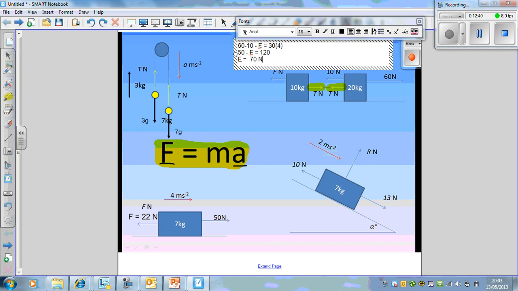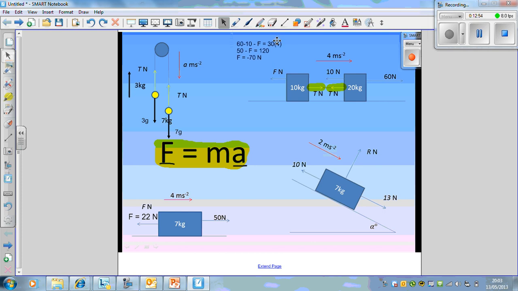We've got a negative answer there, which, well, basically it's saying that the frictional force is the other way. It doesn't matter too much. We shouldn't really get a negative answer there. I think it's the numbers which I've chosen which have made that possible. But the method is sound, okay? Frictional force minus 70.